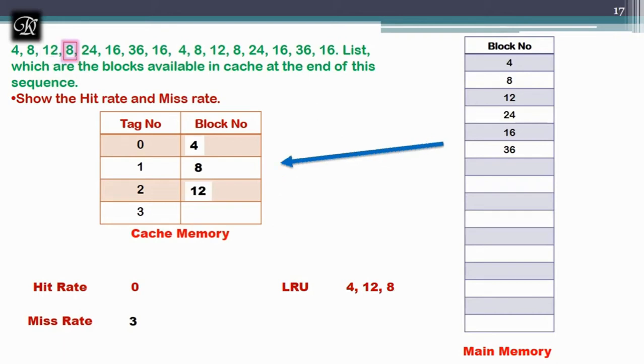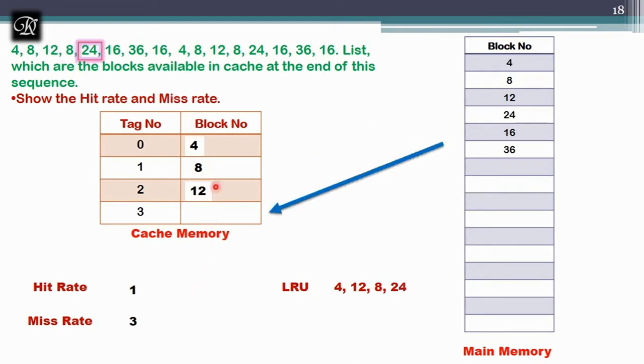Now let's take 8. 8 is requested, but 8 is already there in the cache. Now I need not bring the memory block 8 from main memory to cache memory. It is already available. So 8 is recently used, but I need not add it to the miss rate because it is available. I am going to increase the hit rate.